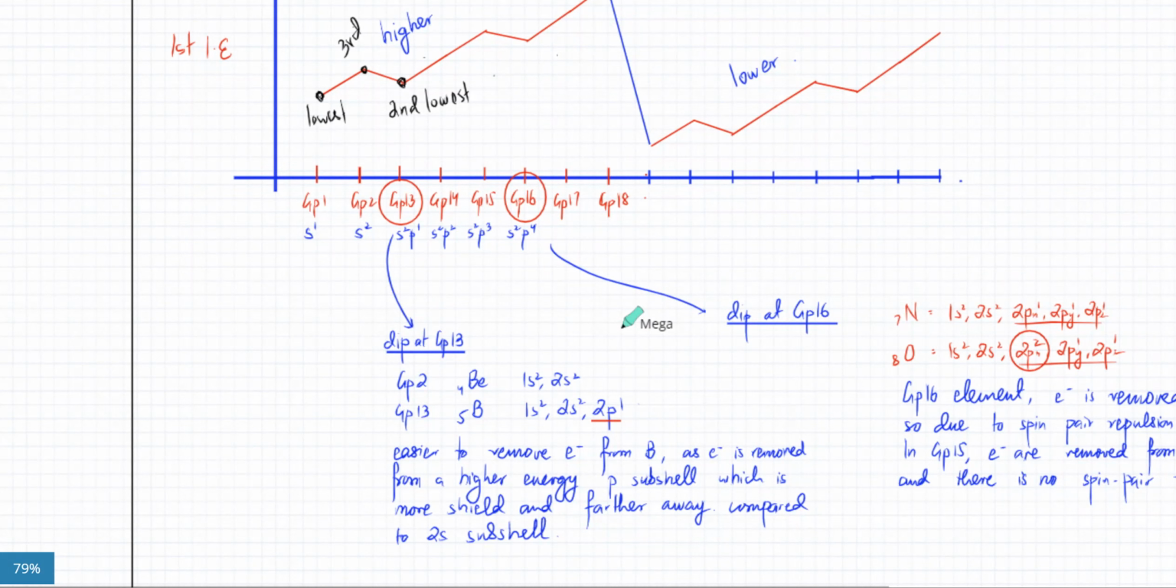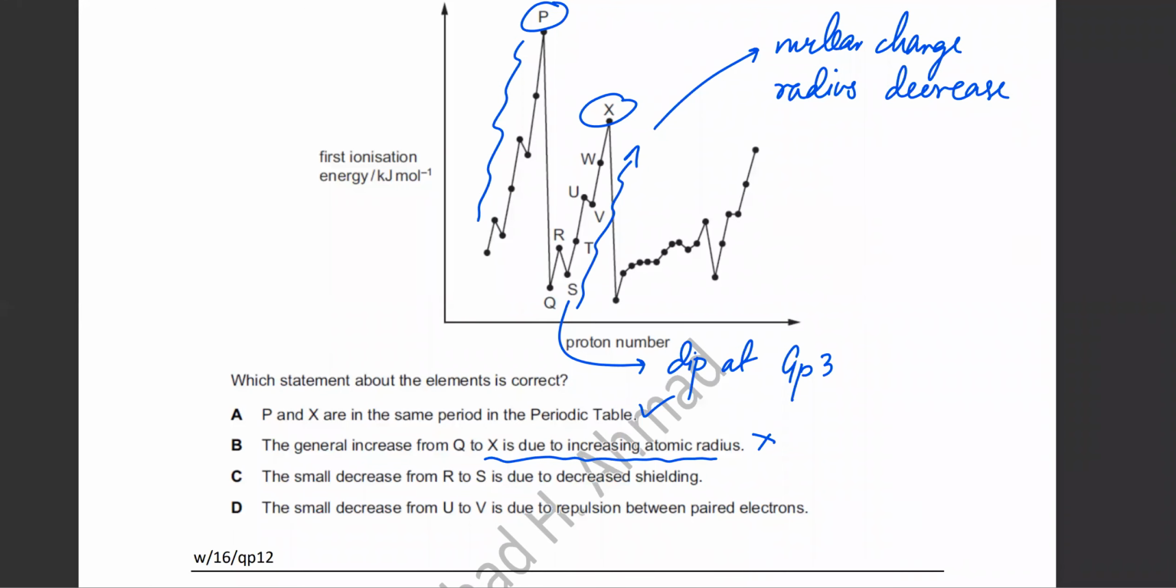If you look over here, it's being removed from a p orbital, which is more shielded. So it becomes kind of easier to remove electrons from the group 13 element. So this one is also wrong because it's because of higher shielding.